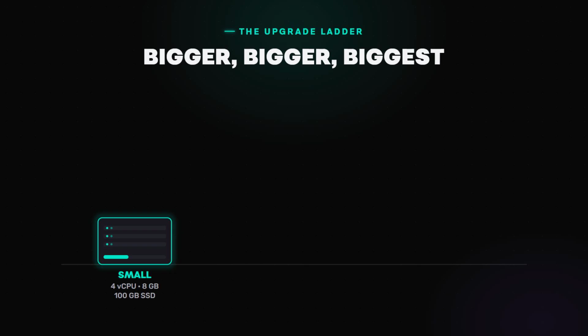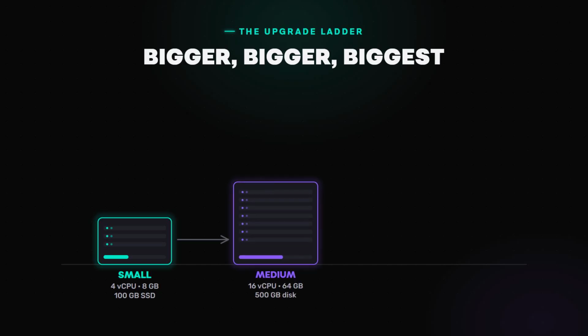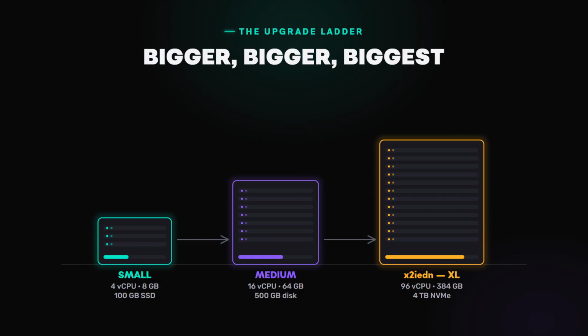with 100 gigabytes of SSD storage. This handles your app fine at low traffic. Traffic grows, the CPU starts hitting its limit. You resize to the middle box, 16 cores, 64 gigabytes of RAM, 500 gigabytes of disk, same application code, same database, just running on a bigger machine. Your response times drop back to normal.